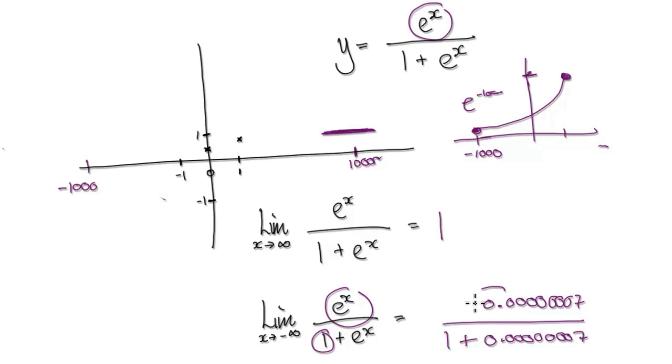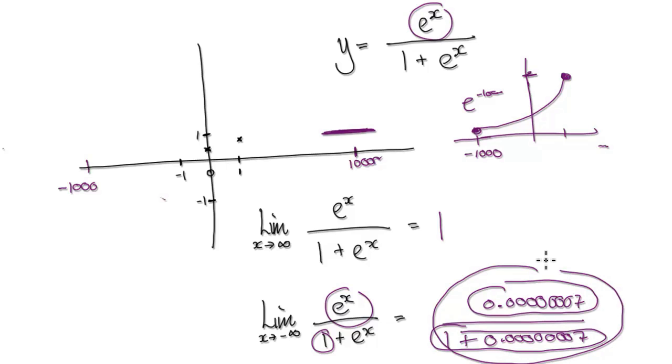Here you've got a very small number divided by 1 point something. So this thing is going to head towards 0, and it's going to be positive, because e to the power of x will never be negative. So this will head towards 0, and it's going to approach 0 from above. It's going to hover above 0 here. So you can guess that the graph will look something like this.